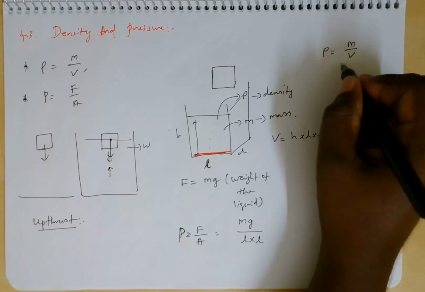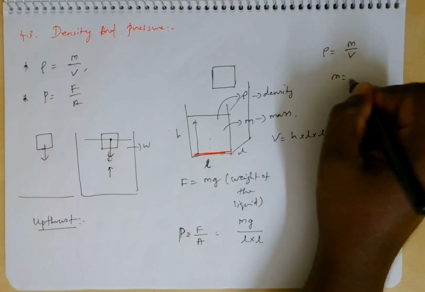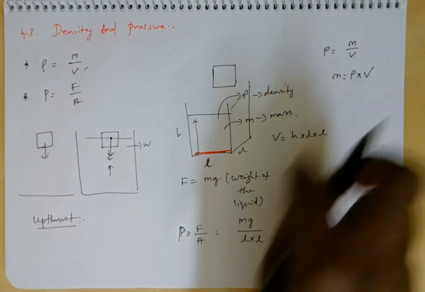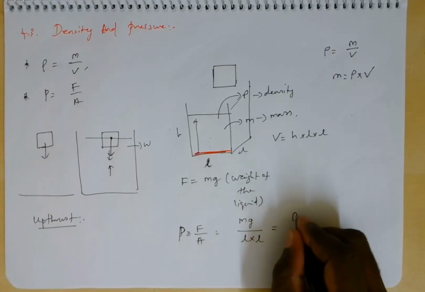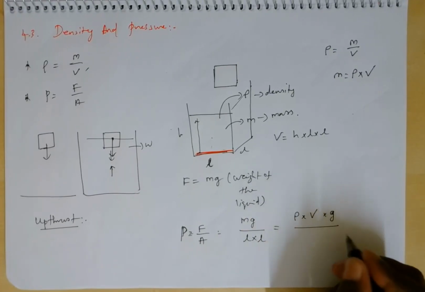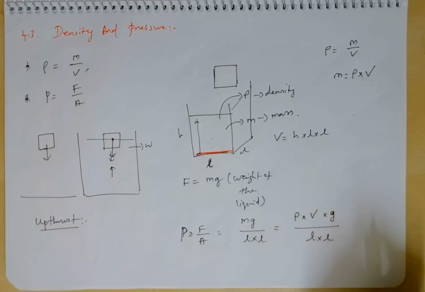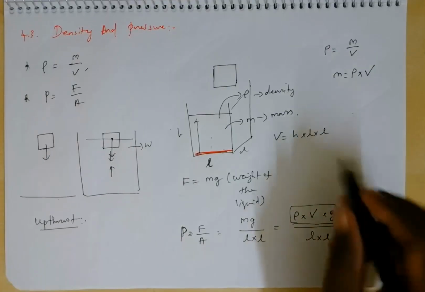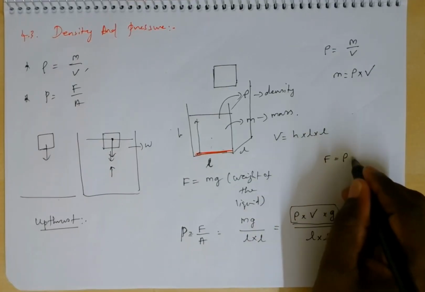So can I rearrange this equation? Mass is density into volume. So I'm going to plug this here: density into volume into gravity, divided by L into L. Now this is the force. This is one equation. Force is rho G V.